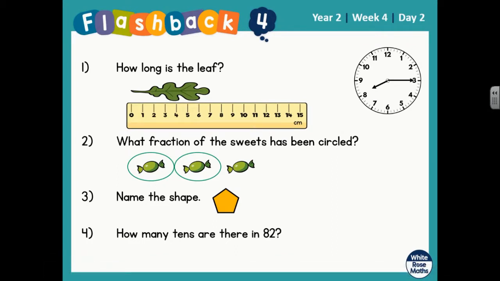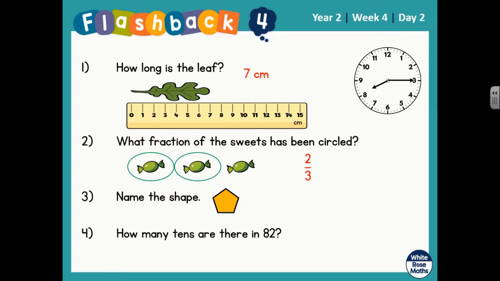First one, how long is the leaf? Well, the start of the leaf is on 0. Great, that's the right place to be. And the end of the leaf is nearest to 7 centimeters. So the leaf is 7 centimeters long. What fraction of the sweets has been circled? Well, there are 3 sweets altogether, and 2 out of the 3 sweets have been circled. So 2/3 have been circled.